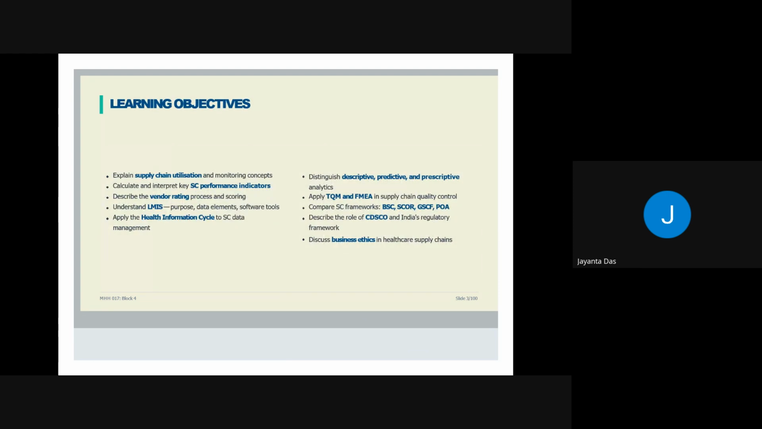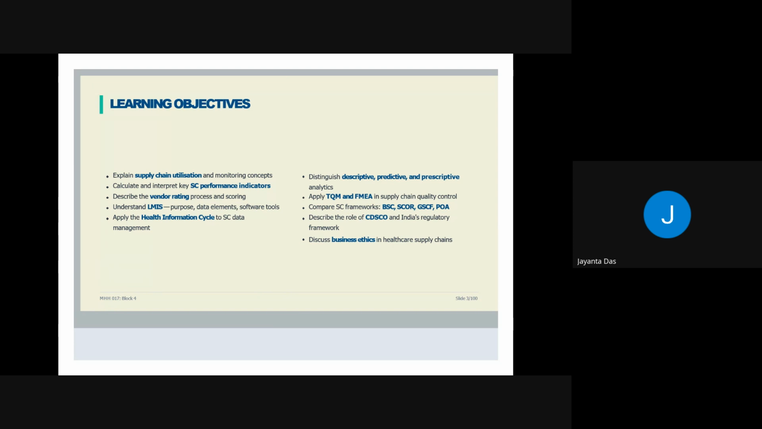So the learning objectives for this block: we will try to understand the supply chain utilization and monitoring concepts, calculate and interpret the key supply chain performance indicators, describe the vendor rating process and scoring system, try to understand in detail the LMIS, that is purpose, data elements, software tools, etc., and apply the health information cycle, HIC, to supply chain data management.